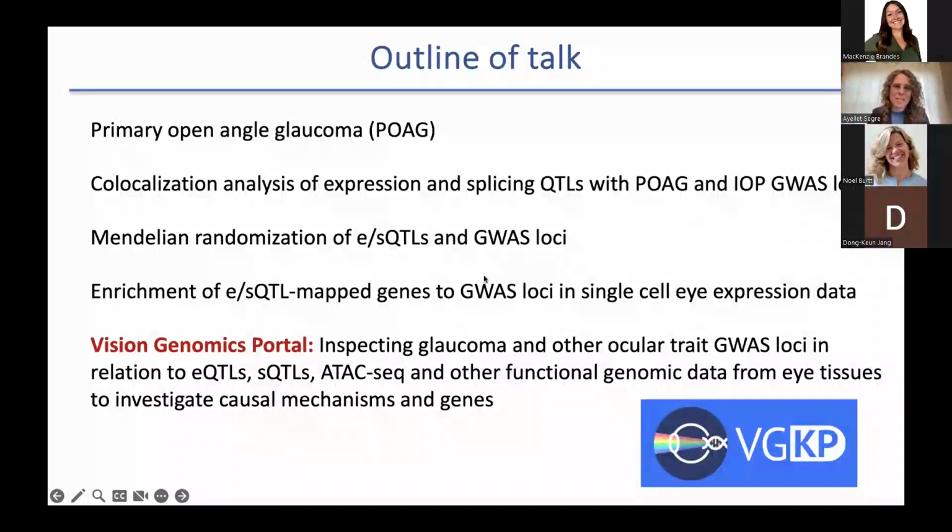I'll briefly touch upon some work we've done to try and predict the prominent cell types that may lead to glaucoma, looking at enrichment of these QTL map genes to GWAS loci and single cell eye expression data. And finally, I'll show you how we began to integrate both the results from the colocalization analysis and Mendelian randomization into the Vision Genomics portal, and our kind of pilot of starting to inspect glaucoma GWAS loci, and eventually we'd like to add other ocular traits to this portal in relation to eQTLs and other functional genomic data.